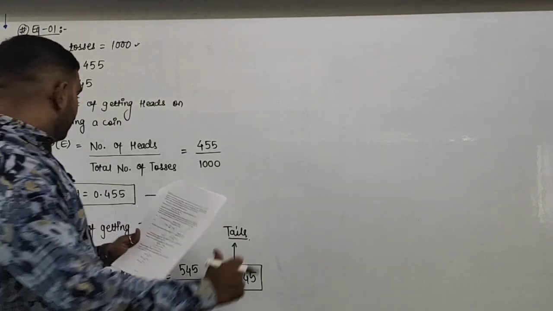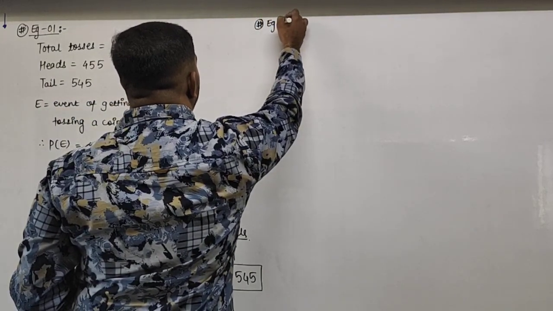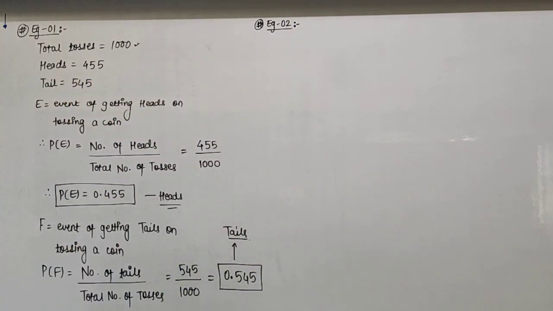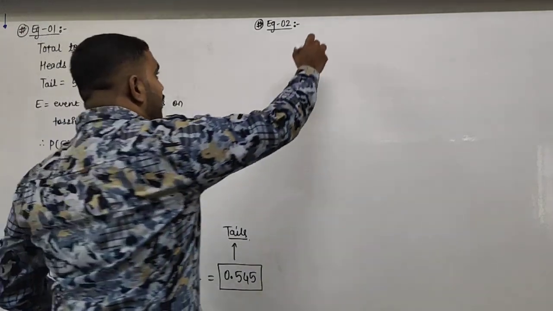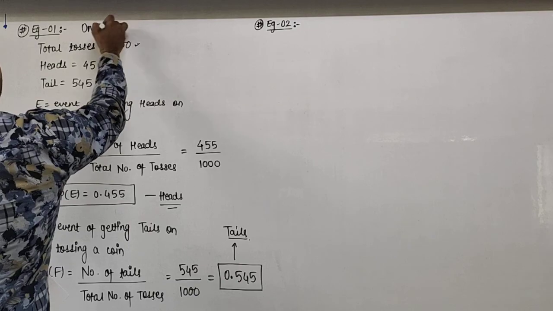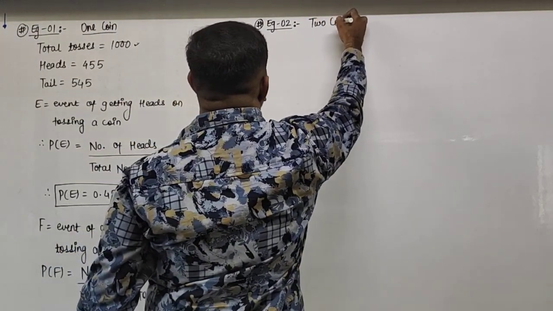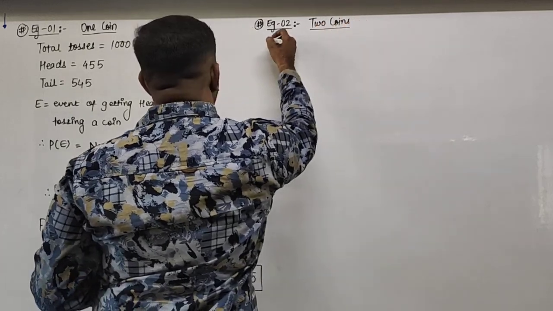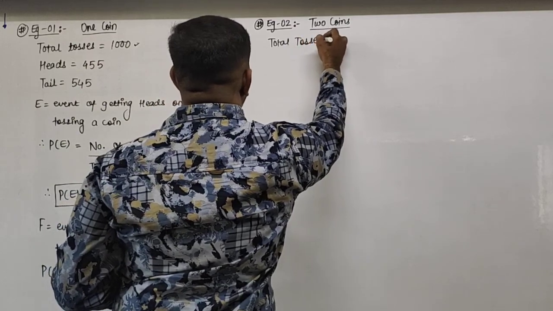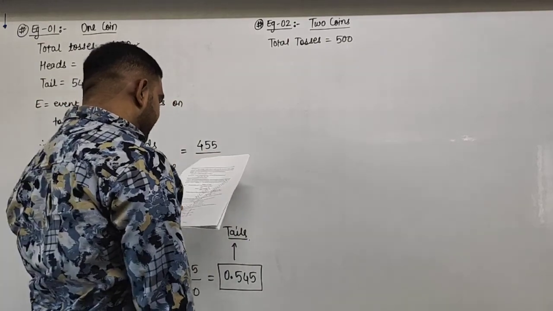Okay, moving on to the second one. The second example: two coins are tossed simultaneously. Now there are two coins. Here there was only one coin. Now we have two coins, right? Now the total tosses: both the coins are tossed 500 times.